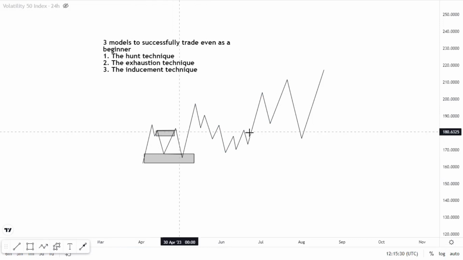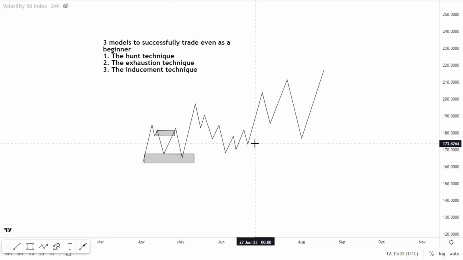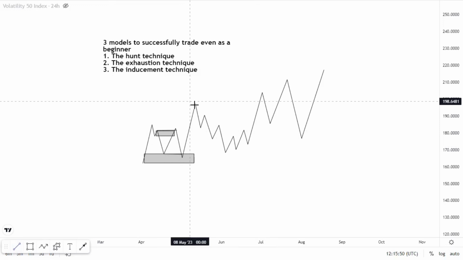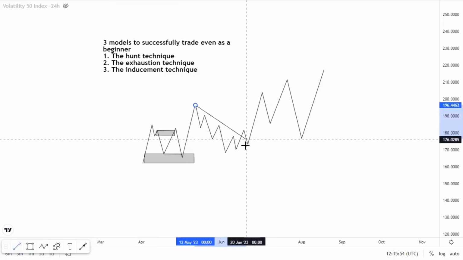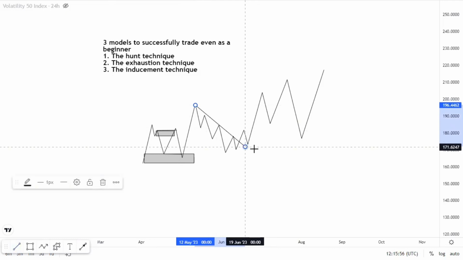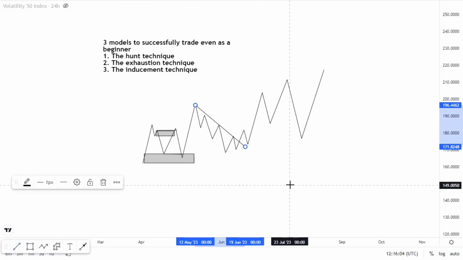Okay? The second model is the exhaustion technique. This one is very simple. The market will only use the pullback to build up liquidity. You can see trend line liquidity. You can see different types of liquidity in the exhaustion technique. You can see this trend line liquidity as exhaustion. The market does not have enough movement to keep pulling to the downside. No, the market will just give you some exhaustion move, it just wants to do a correction and then move to the upside. This technique is very, very simple.